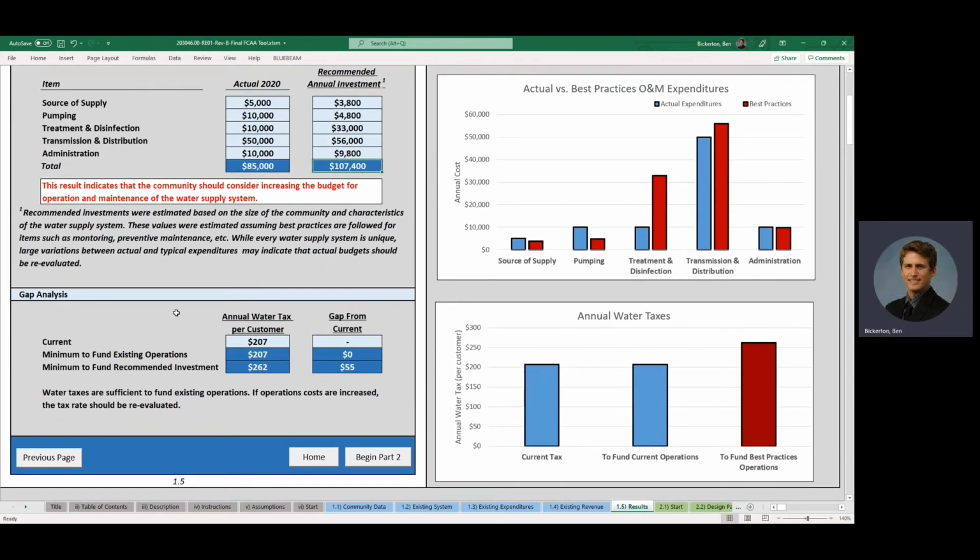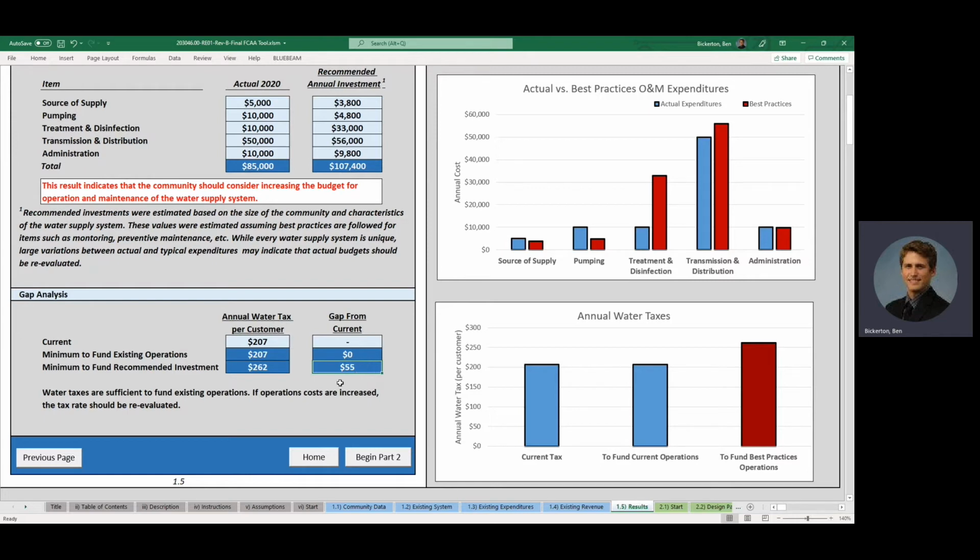So when we look at this third section, which is the gap analysis, we have the current annual water tax on average per customer that we input into our existing revenue page. We have the minimum to fund existing operations, which, as we saw, is the same as what we're bringing in. So the gap to fund existing operations is nil. We also have the minimum to fund recommended investment. That would be the best practice O&M cost, which is $262 per customer, which would require a $55 increase on average per customer.